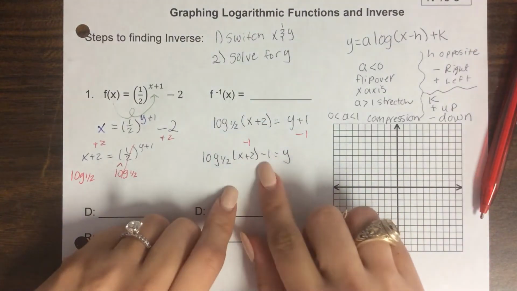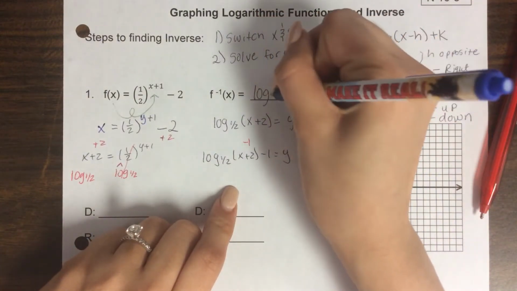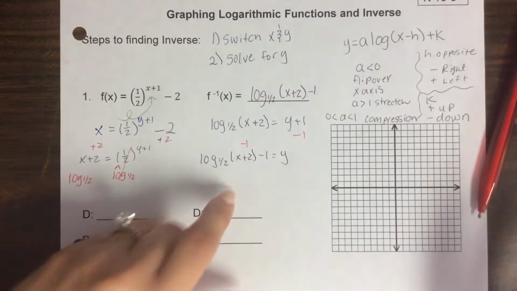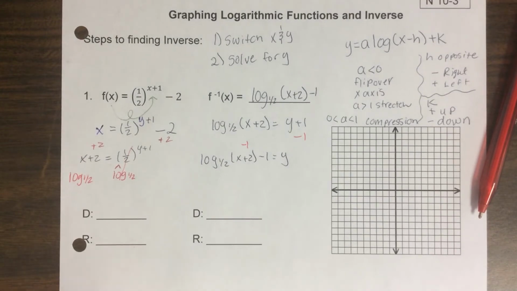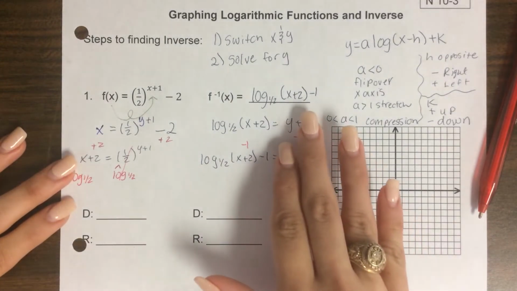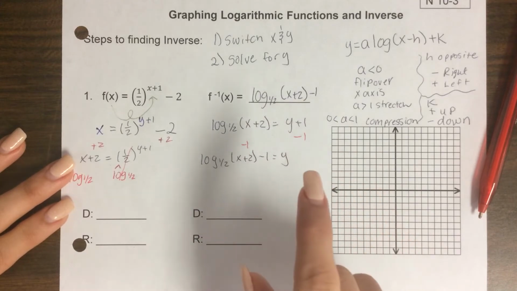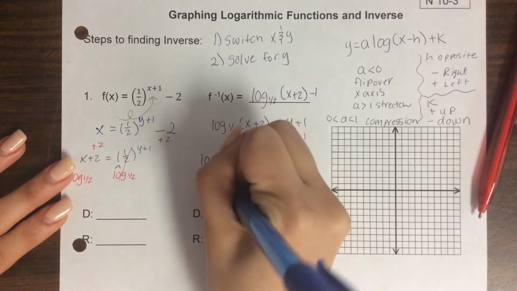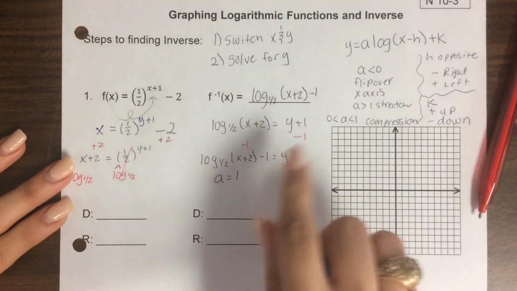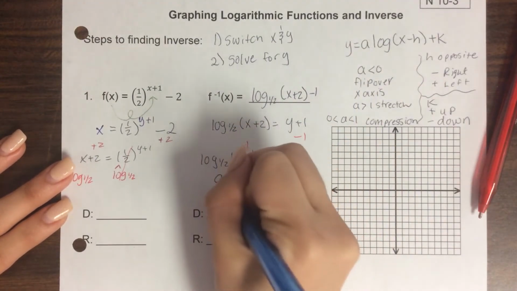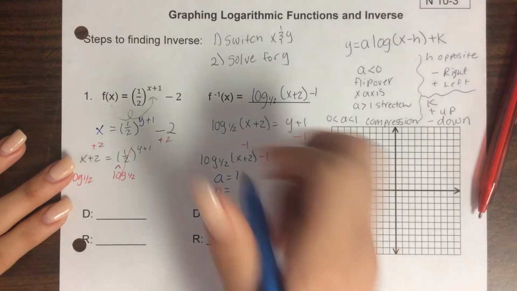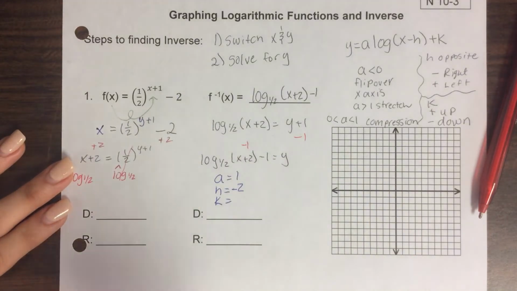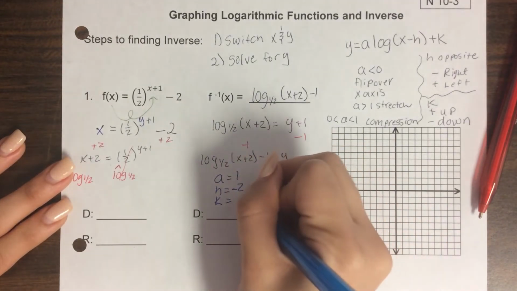So when it's asking, hey, what is the inverse? This is my inverse: log base half of x plus 2, minus 1. And that's it. So then right away from here, all I'm going to do is name all my attributes. So what is my a for the log? It's 1. There's no number in front. My h, opposite, -2, and my k is going to be -1.